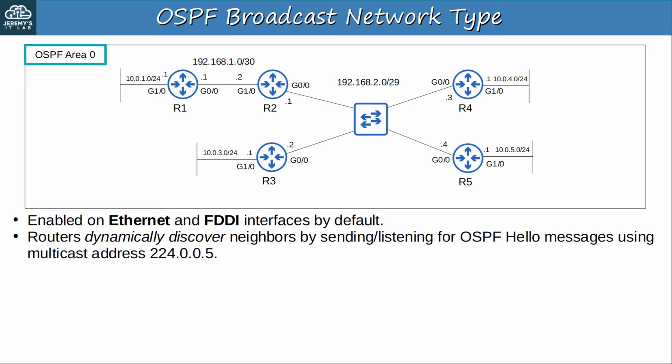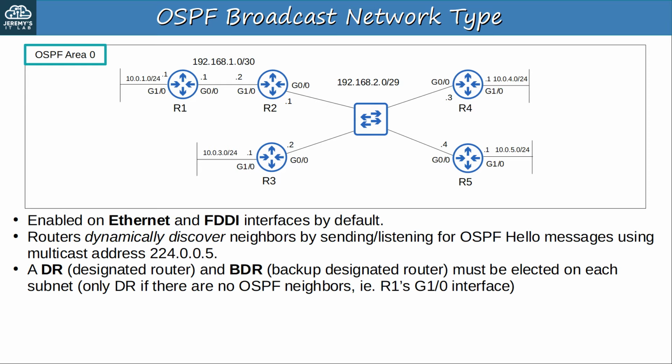Okay, next point. A DR, designated router, and BDR, backup designated router, must be elected on each subnet. However, in cases like the G10 interface of R1, R3, R4, and R5, where there are no OSPF neighbors, there is just a DR, no BDR. Routers which aren't the DR or BDR for the subnet become a DR other. I've heard a few ways to pronounce that, but I say DR other.